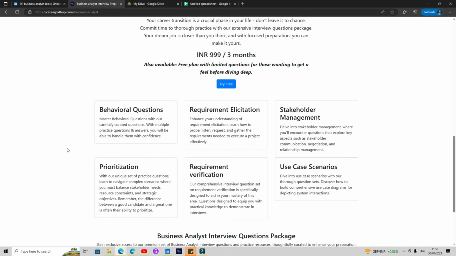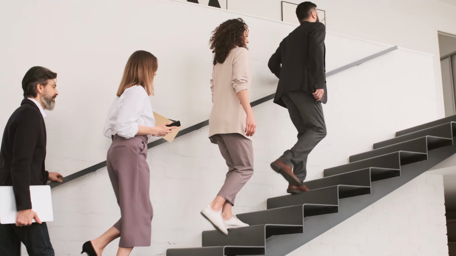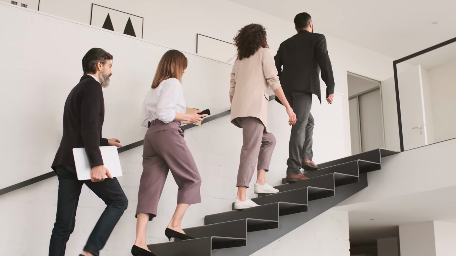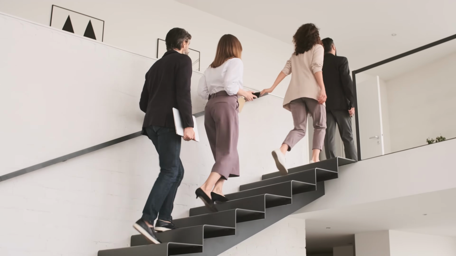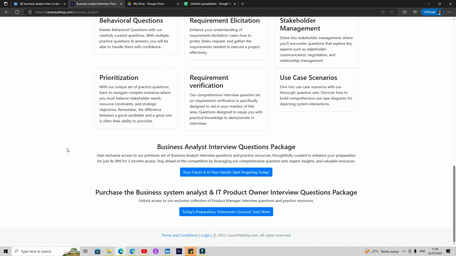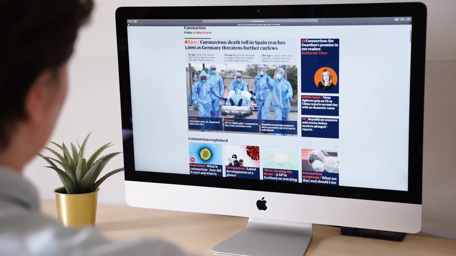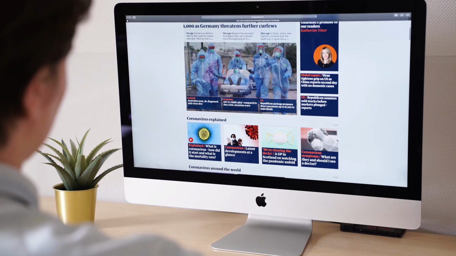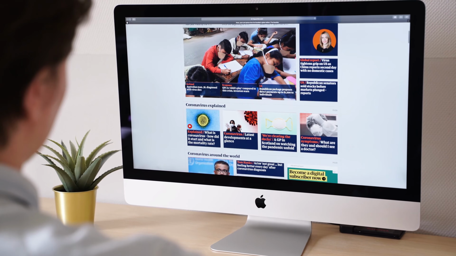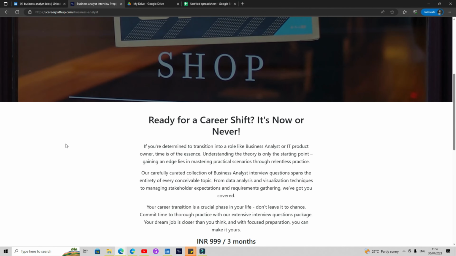So I think it's the right time to get into this because as we get into this hype around artificial intelligence and everything, we need more and more people who can bridge the gap between IT and the business. And this is where the business system analyst or business analyst, a loosely coined term, comes into the picture. And I'm not talking about business analytics here. I'm primarily focusing upon business system analysts or IT product owners who write requirements, manage the product backlog, and work with different stakeholders to get the requirements done.